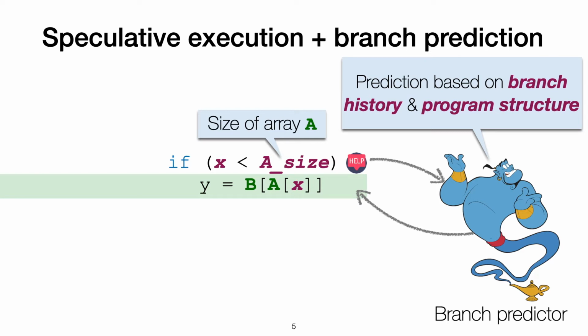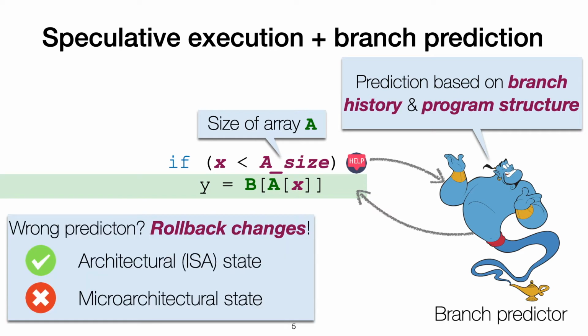When the comparison's result is finally available, the CPU checks if the prediction was correct. If it was, great, we save some time by executing instructions in advance. Otherwise, the CPU discards the changes and restarts the computation. In more detail, changes to the CPU architectural state, which contains the registers and memory, are rolled back. However, changes to the so-called microarchitectural state, like caches, are not rolled back.